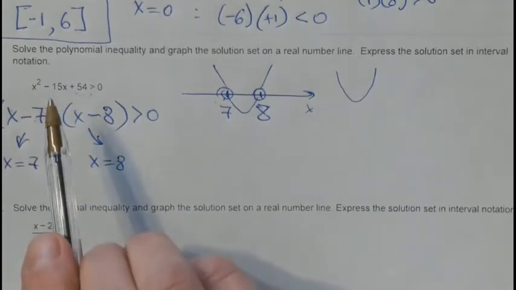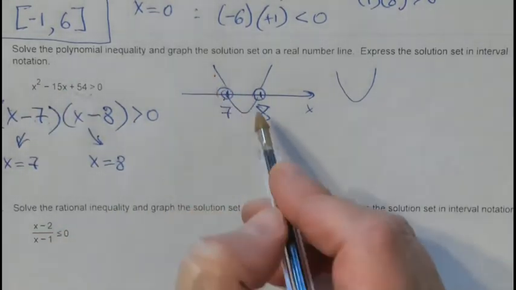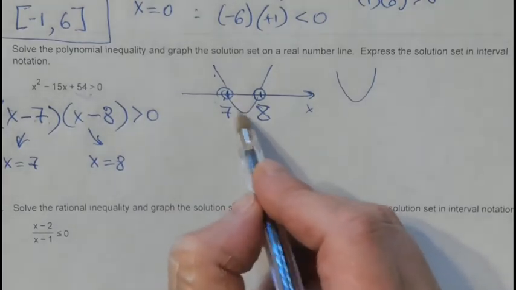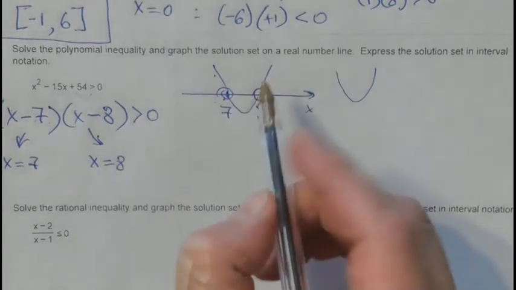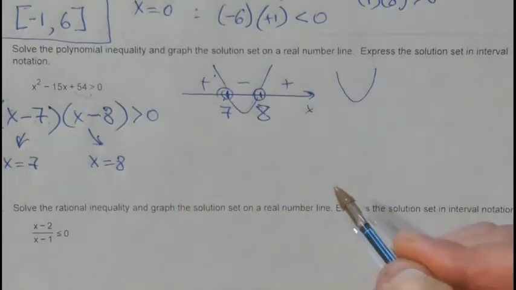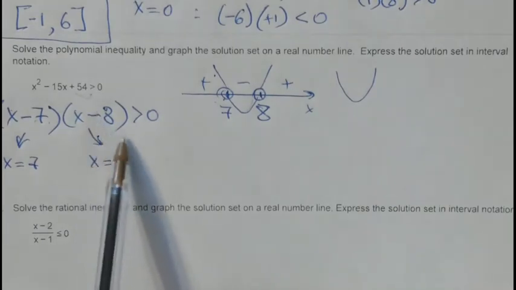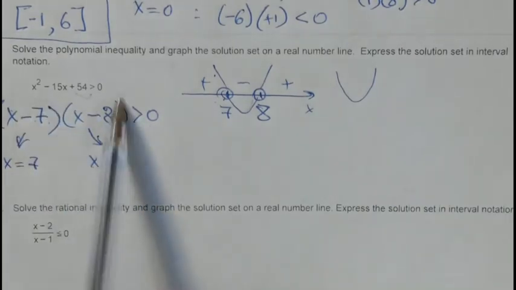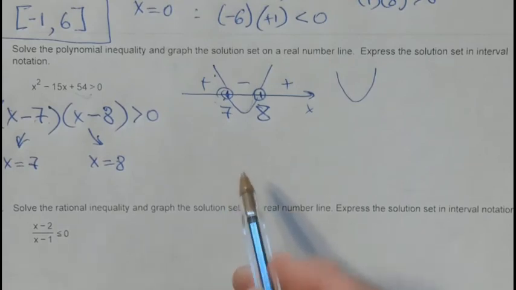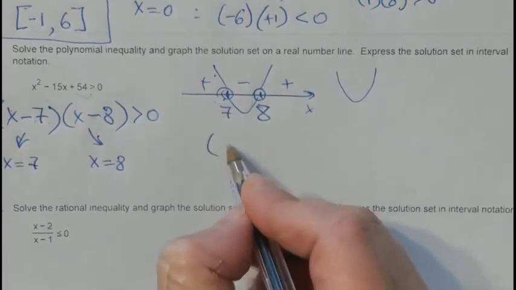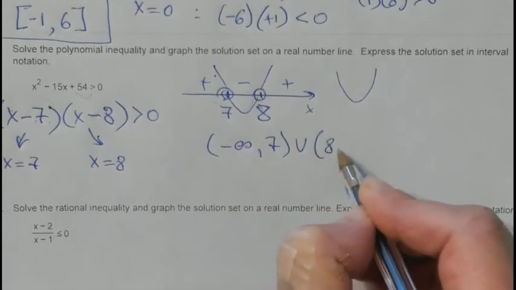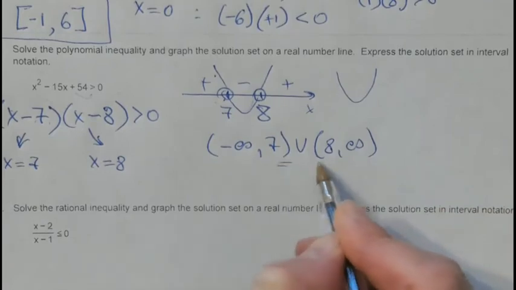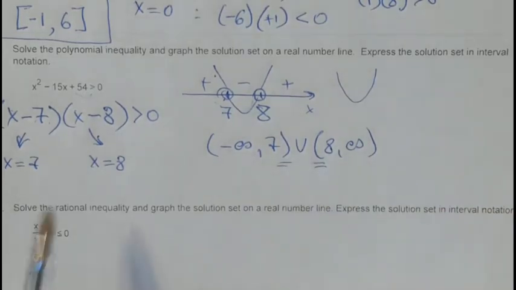If the leading coefficient is positive, the parabola is open upward, and you definitely know that it is negative between the points and positive to the left and to the right. So here it is positive, negative, positive. The question is where this function is positive. So we have these two intervals from negative infinity to 7 and from 8 to infinity. Of course, we have parentheses everywhere because we have greater than but not equal sign.